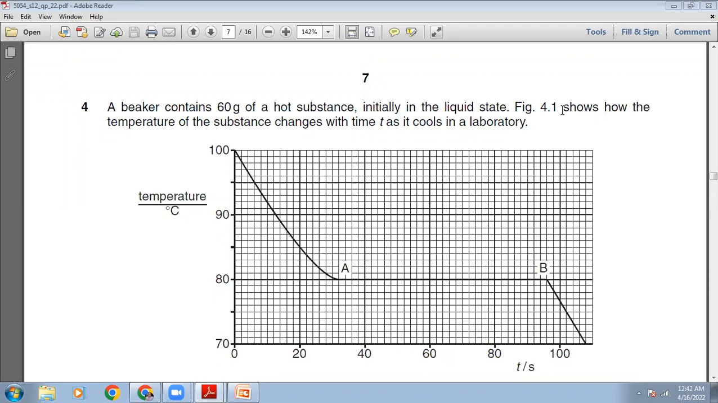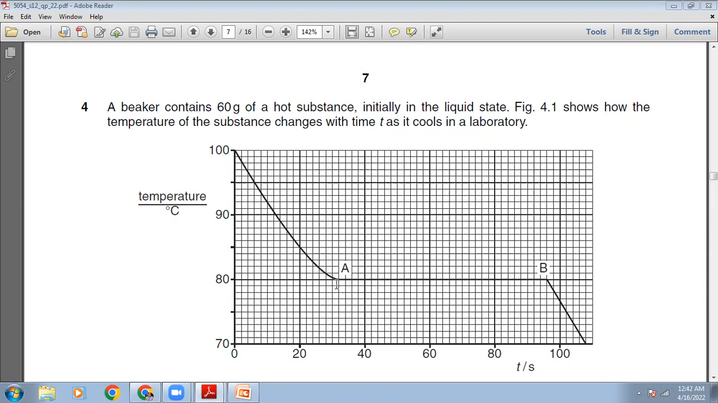A beaker contains 60 gram of a hot substance, initially in the liquid state. Figure 4.1 shows how the temperature of the substance changes with the time t as it cools in a laboratory. So here we have a graph, a cooling curve. On the y-axis, the temperature is represented. On the x-axis, the time is represented. So when the observation started at 0 seconds, the temperature was 100, and then the temperature drops as the time passes by.